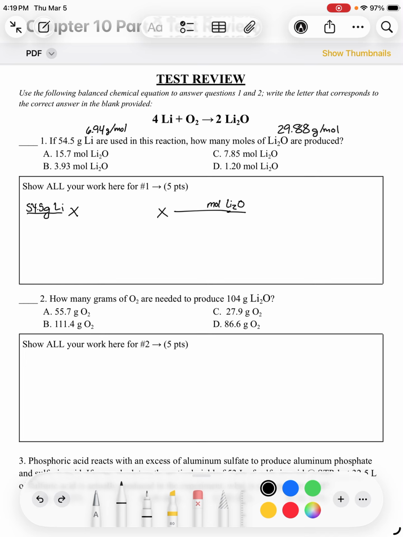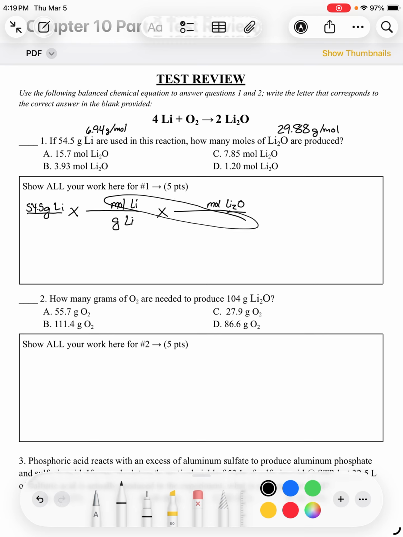So let's go ahead and show that process. We start with 54.5 grams of lithium. We need to turn grams into moles first, right? So remember, what goes in the bottom has to be the exact same units. Exact same units. If these are not identical, you're wrong. Okay? Have to be the exact same units. Then we're turning grams into moles.